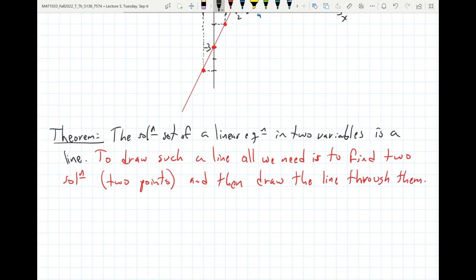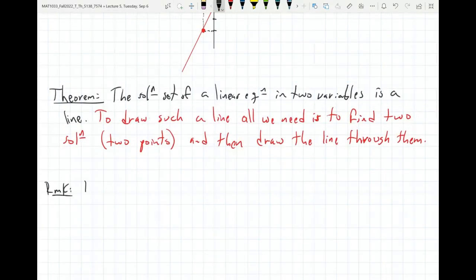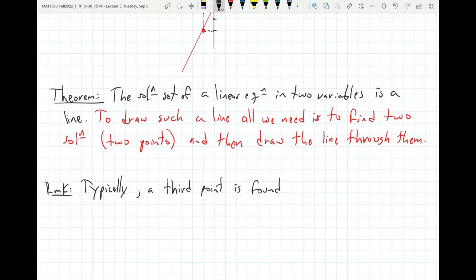And I will say here, remark, typically a third point is found just to check. Okay, in other words, to make sure that you're drawing the correct line, because if you put 2 points, but one of the points is wrong, you don't know if you have the correct line. But if you put another point, unless that other one is also wrong, but hopefully you make a mistake once, but you don't make it twice. If that's the case, then you will see that your points are not aligned, so something is wrong.